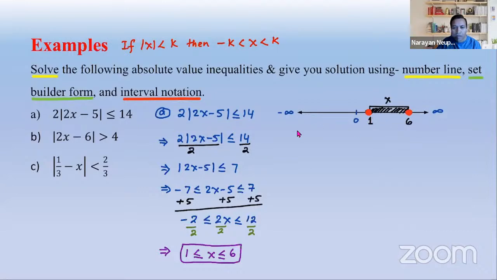So that is the solution in the form of number line. We are asked to show the solution in number line. So this is how we can show our answer in number line. The first one we have done here is the solution in number line. So we are showing the answer using number line. Second, we have to show the answer using set builder form. Set builder form.